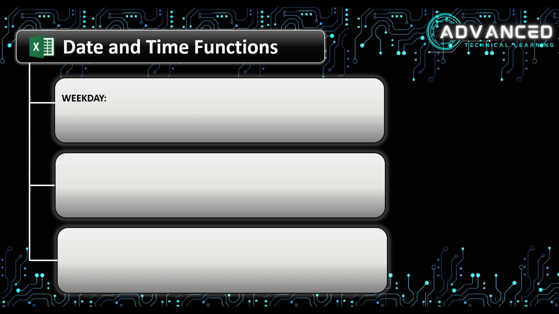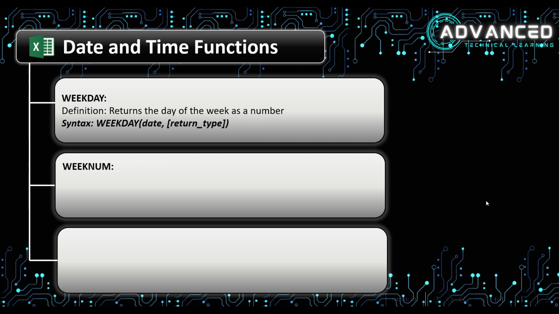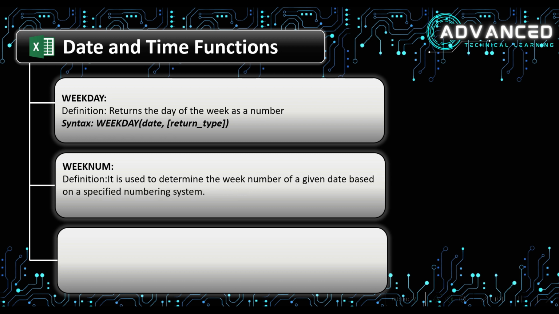WEEKDAY returns the day of the week as a number. Here is the syntax for WEEKDAY. WEEKNUM is used to determine the week number of the given date based on the specified numbering system. Here is the syntax for WEEKNUM. So let's apply these functions in the Excel workbook and see what the output will be.